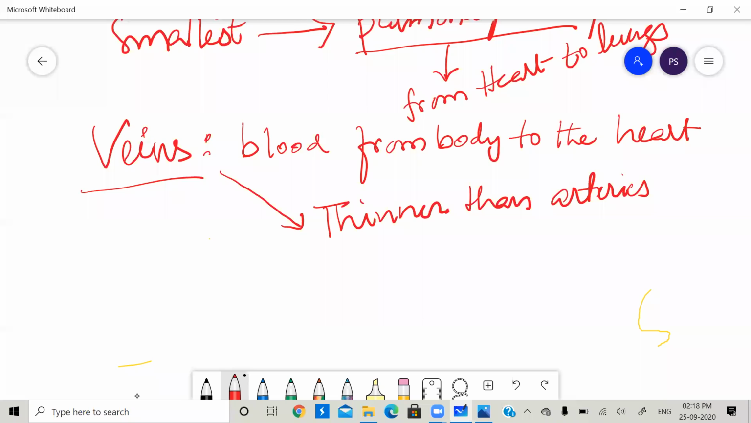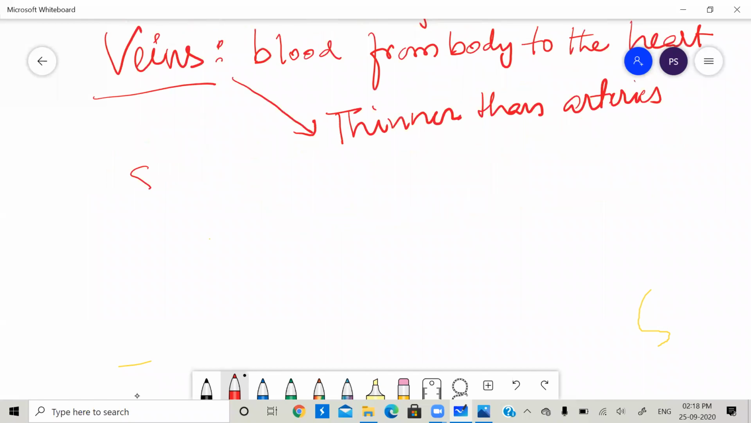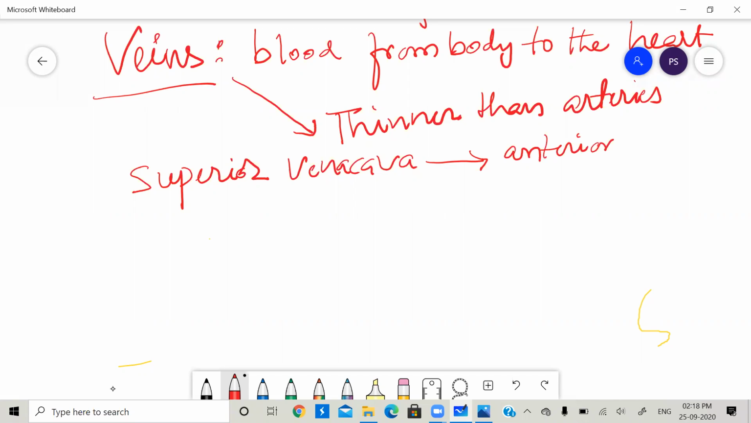Here, there are two important veins. One is the superior vena cava. This will receive blood from the anterior parts, like head and neck. Another one is the inferior vena cava.